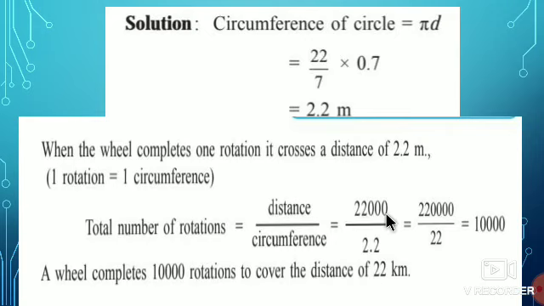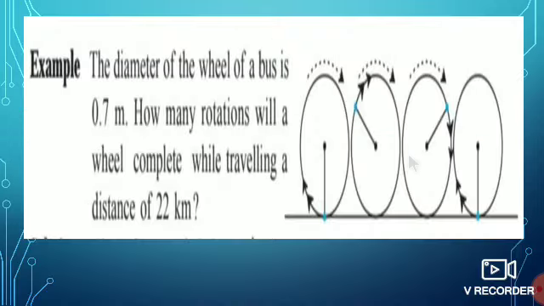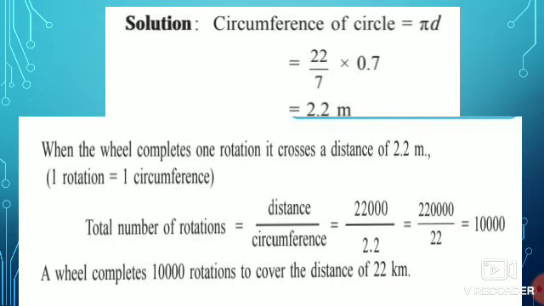This 22,000 means these kilometers are converted into meters, because here the circumference is found in the meters unit, and in the example the distance is given in kilometers. But you know that when we multiply, divide, add or subtract, all the quantities should be in 1 unit. So if the circumference is in meters, we have to write the distance also in meters. That's why we convert this 22 kilometers into meters, 22,000 meters.